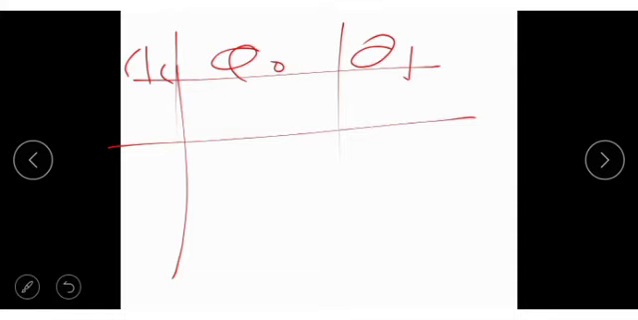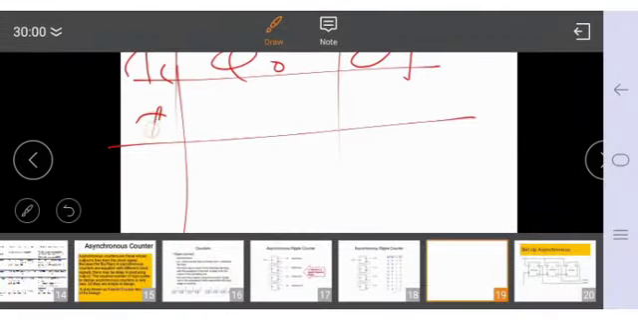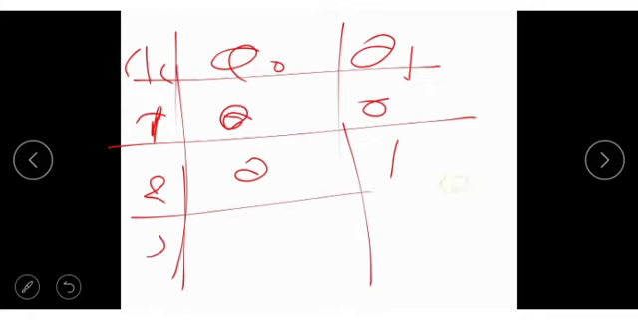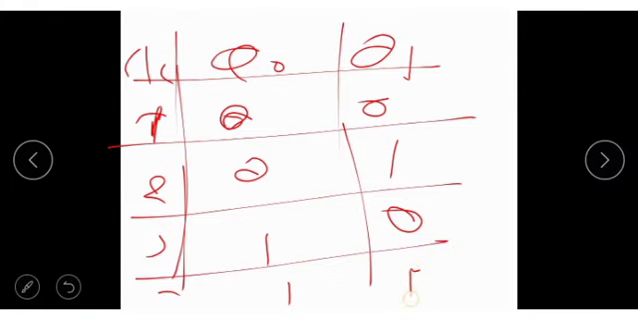Okay, if the clock is 0, 0, 1, 1, 1, then Q0 is initially 0, so Q1 gets 0. The second time, if Q0 is 0, then Q1 is 1. And when Q0 becomes 1, then Q1 will be 0, and the fourth time Q0 is 1, then Q1 equals 1.